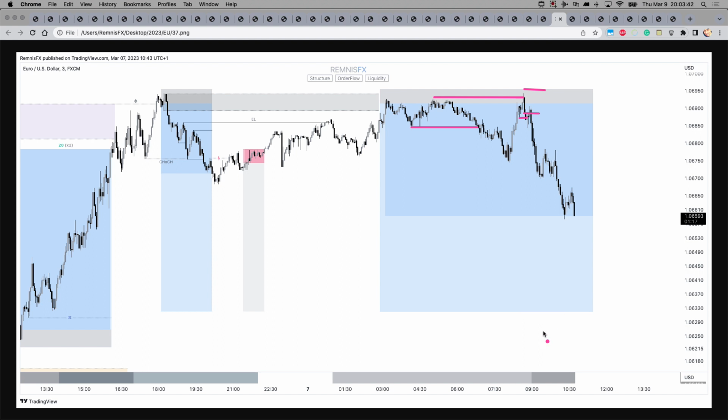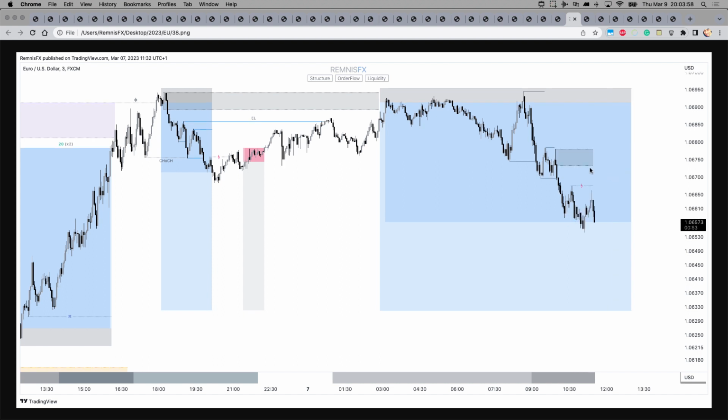So yeah, that could have also been an entry, but I missed it. It is what it is, right? So at this point, I did have a bit of time, so I did a quick markup and noticed that this was my inducement now, right?